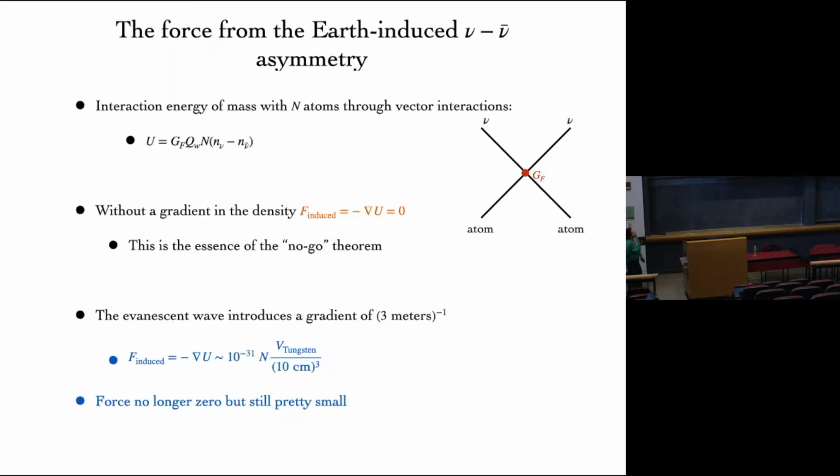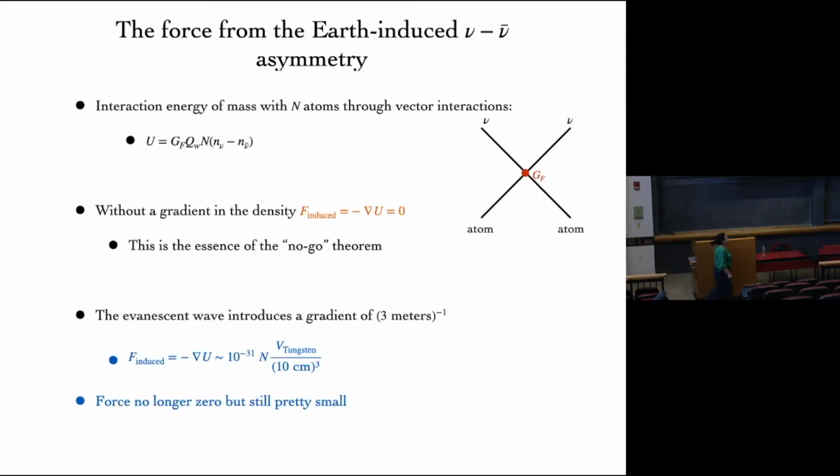Now, as I said, this comes out of the no-go theorems. So if I have an interaction with a mass with n atoms, it will feel an interaction energy in the neutrino background of this form. Now, because the gradient of the density is non-zero, you can see the net force. And I'll give you numbers: 10 to the minus 31 Newton.